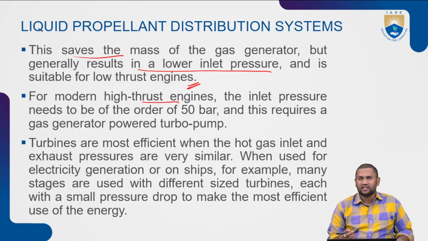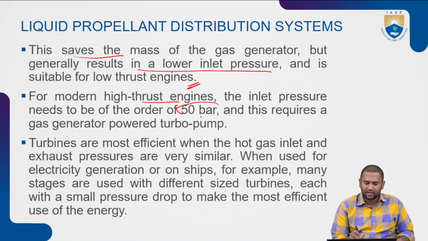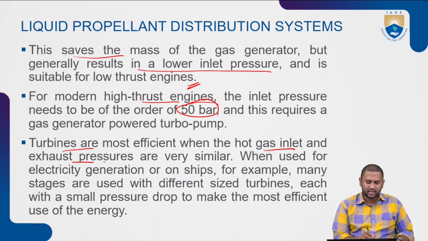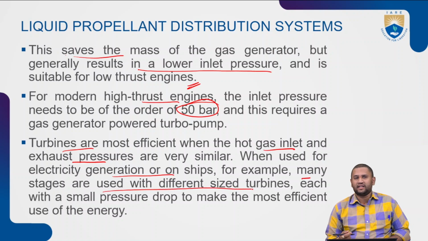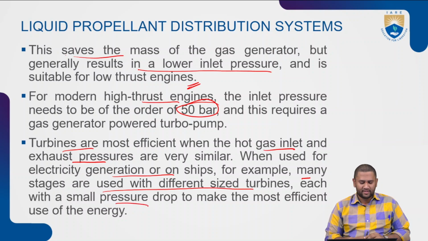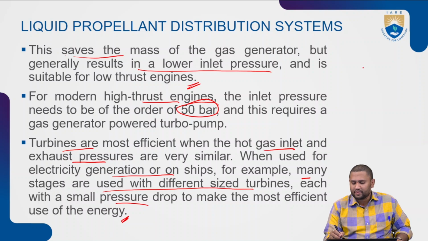For modern high thrust engines, the inlet pressure needs to be on the order of 50 bar, and this requires the gas generator powered turbo pump. Turbines are most efficient when hot gas inlet and exhaust pressures are very similar, as when used in electrical generation or on ships. For example, many stages are used in different sized turbines, each with a small pressure drop, to make the most efficient use of the energy that is being sent out. Simple example.